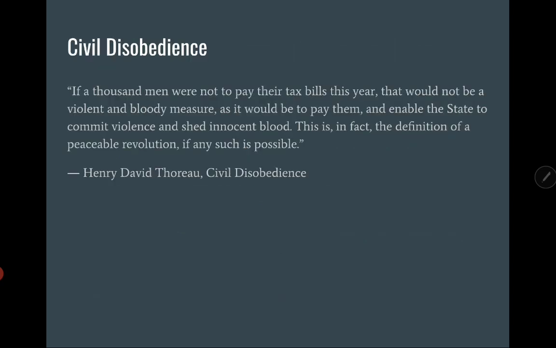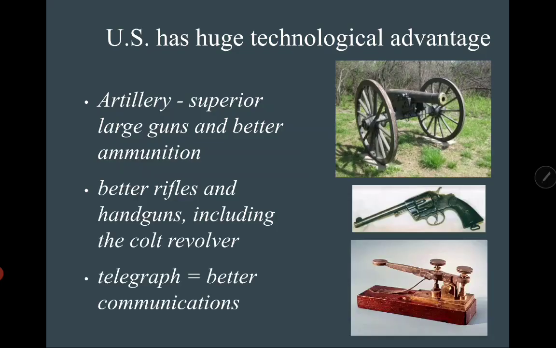Probably the most famous example of opposition to the war is Henry David Thoreau, who wrote Civil Disobedience. And essentially what he tries to advocate for is for people to not pay their taxes so that we will not go to war with Mexico and stop this bloody massacre.